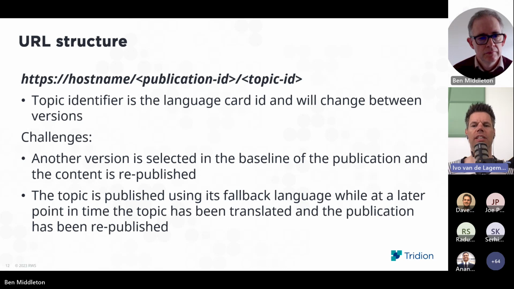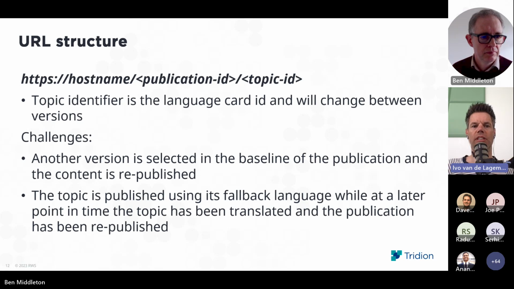So how can we fix that? But also you have to think about if you publish something and you change something in your baseline for the fallback language, and suddenly you have the correct language translated, then of course the topic ID will change as well. And then, like I said, if you bookmark it, you never will find it.